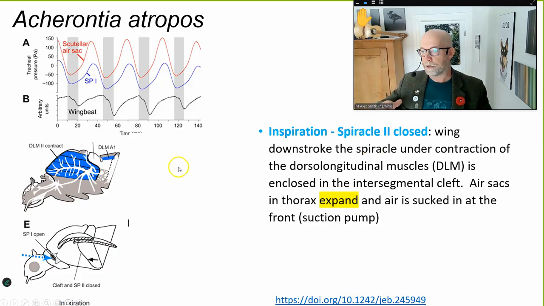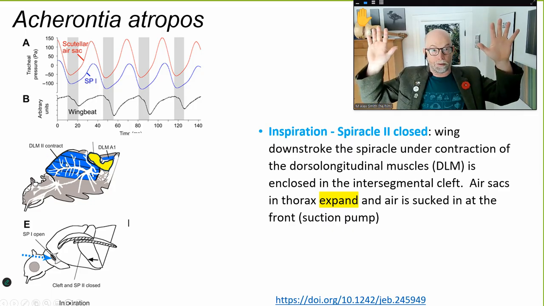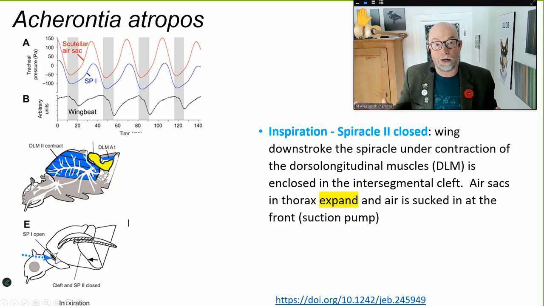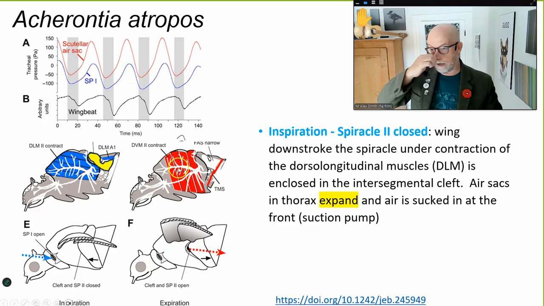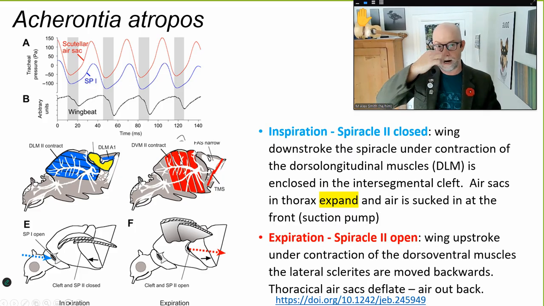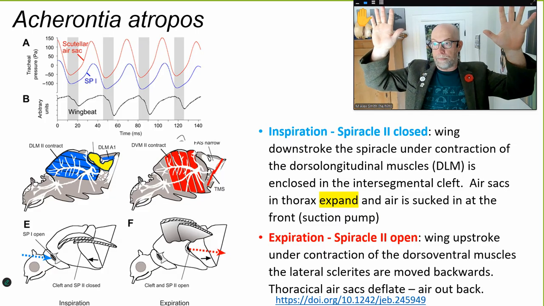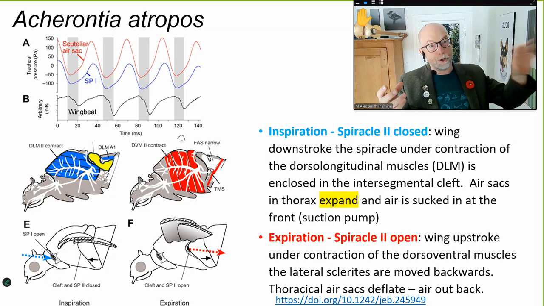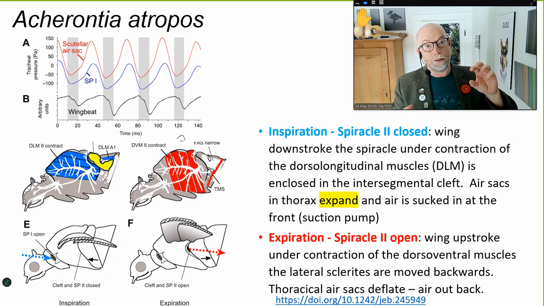let's do the diagram so I can picture it. So the inspiration. The spiracle is closed, and there's contraction of the big flight muscles, so we see a contraction and a wing beat. Then the air sacs in the thorax expand, and air is sucked in at the front. And we see the opposite when the other longitudinal muscles contract and the wing beat goes up. Basically air is sucked in at the front and pushed out at the back, and that's providing a jet propulsion.